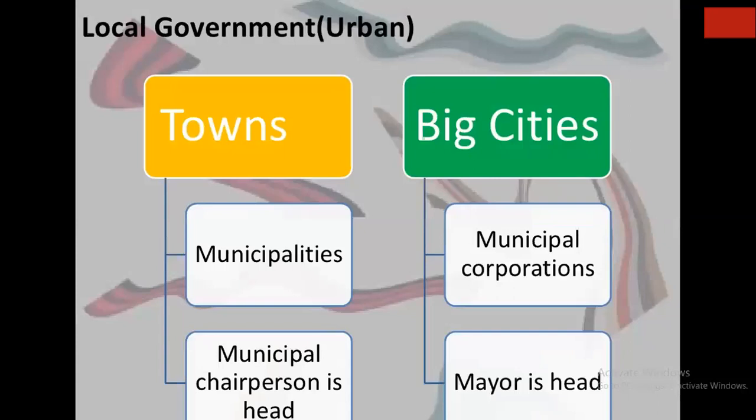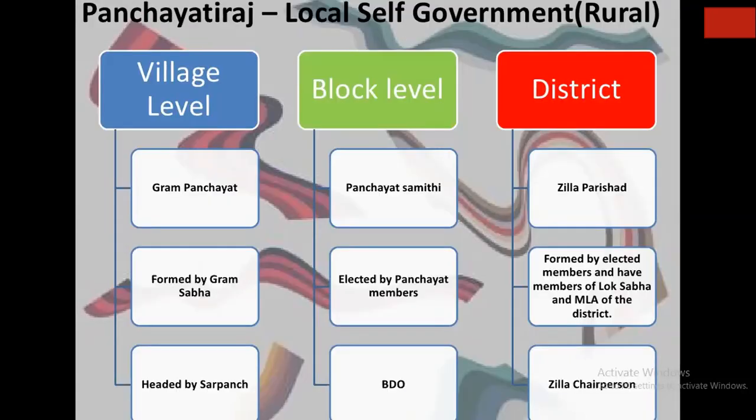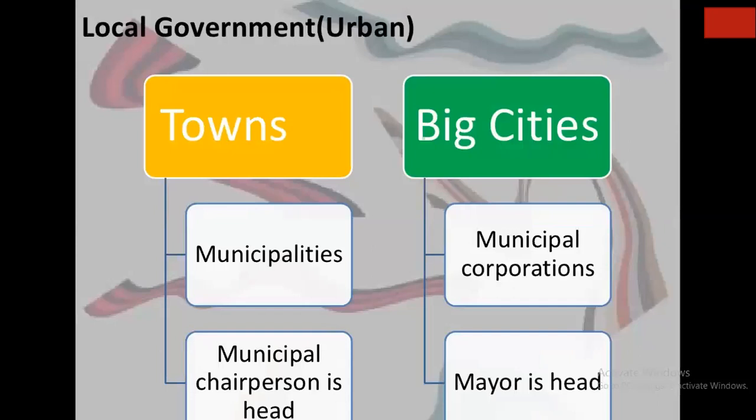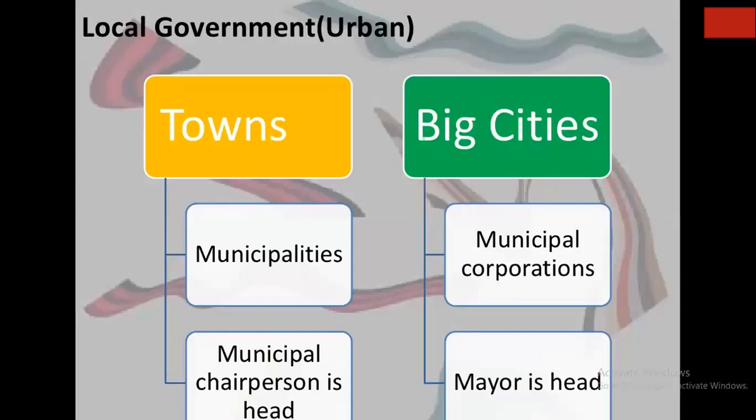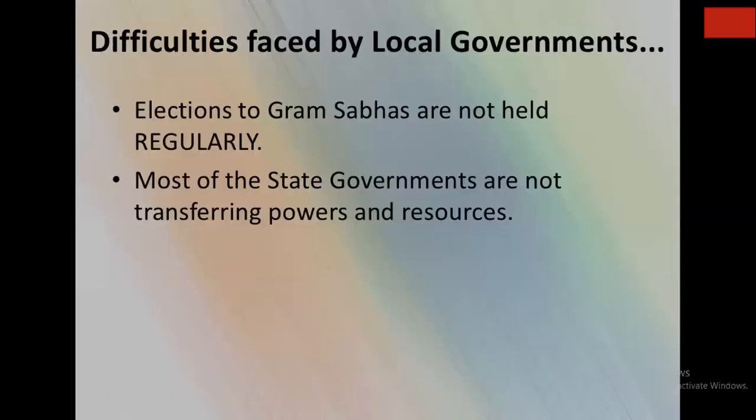Local government in urban. Here was local self-government in rural. Now it is local government in urban. Towns and big cities. In towns we have municipalities and the municipal chairperson is the head. In big cities we have municipal corporations and the mayor is the head. So here we have seen Panchayati Raj, local self-government, rural, village level, block level, district. Local government in urban, towns, big cities, municipalities, municipal chairperson is head, and municipal corporation, mayor is the head.